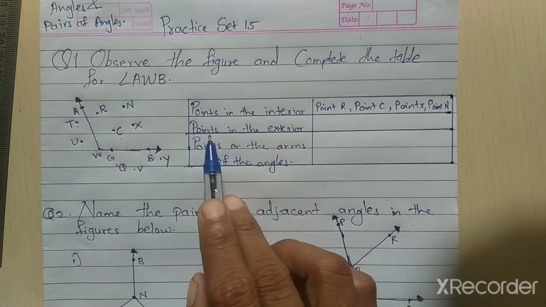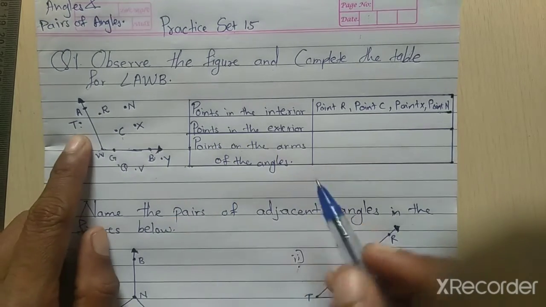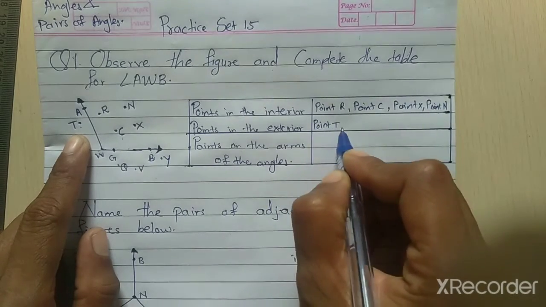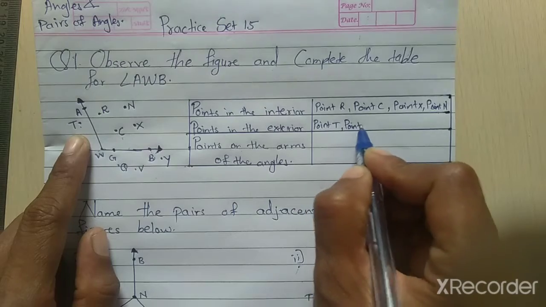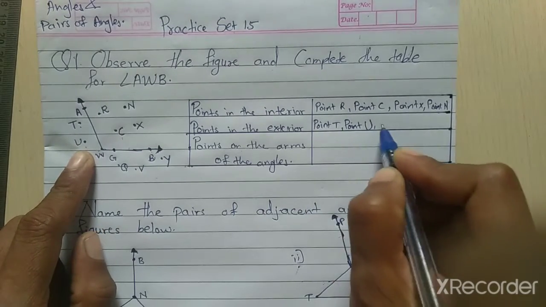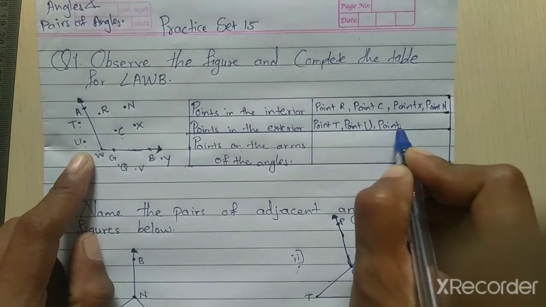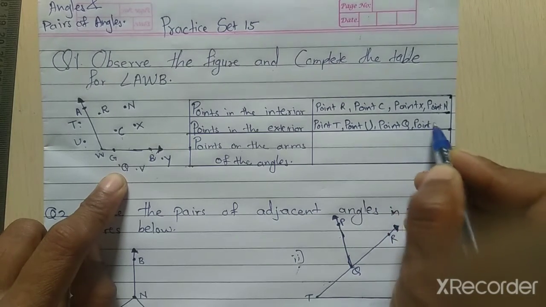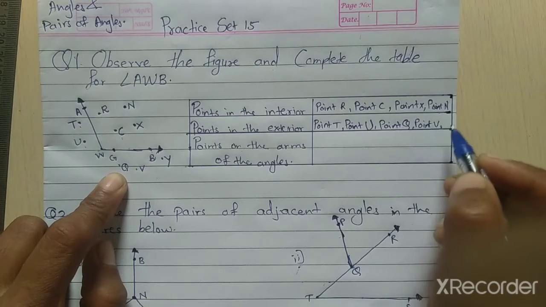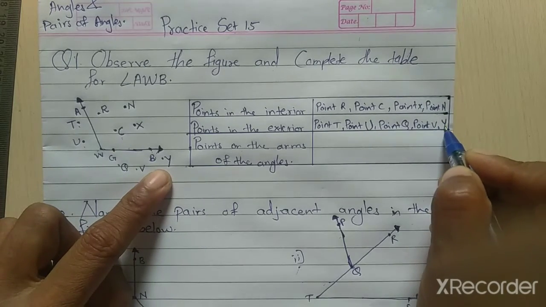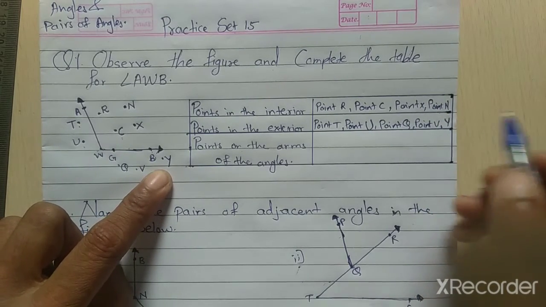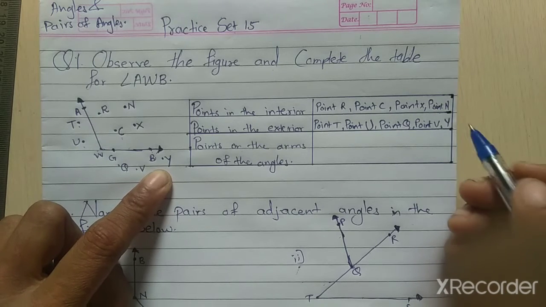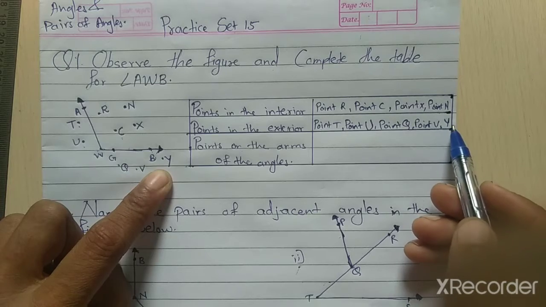So now first, points in the exterior. Which ones? Point T, point U, point Q, point V and point Y. So write here point, okay. Now here there is no place, so that's why I don't write. You have to write point Y.